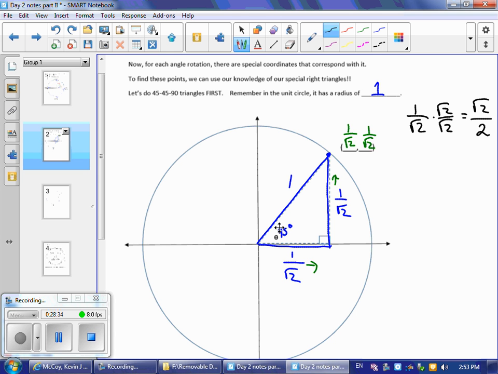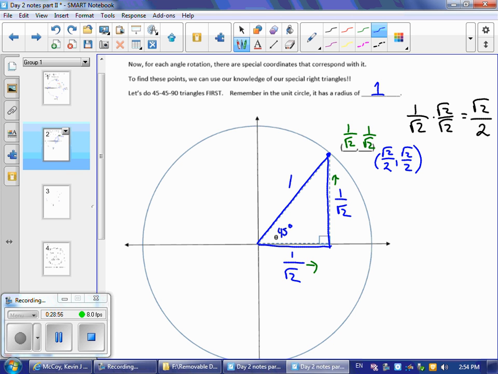So it's more common that you're actually going to see this point written as the square root of 2 over 2, square root of 2 over 2. But what's really important here is that you understand that 1 over the square root of 2 and the square root of 2 over 2 are exactly the same value. They mean the same thing. They're just written in different ways.